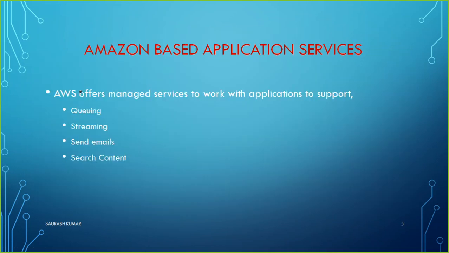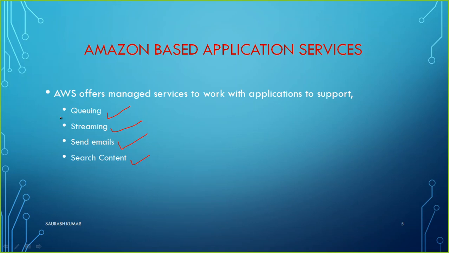The next point is what the Amazon based application services are. There are many, which we have discussed already. There are a very large number of application services, but most of the tasks we get from them are queuing, streaming of video or media files, sending email as one application service, and searching content as another service. These are some of the major types of services offered which work with the application to support it.